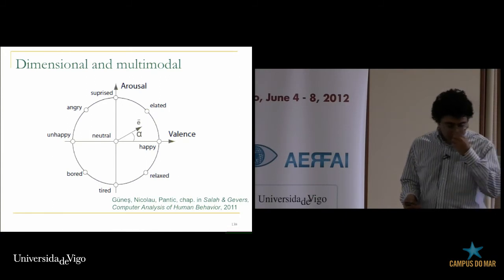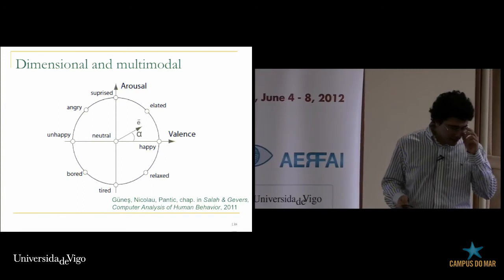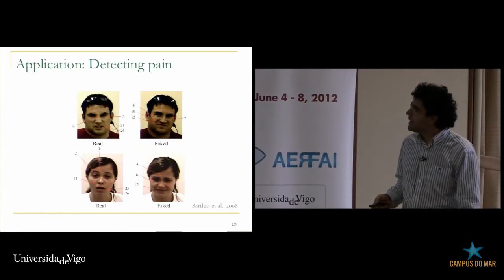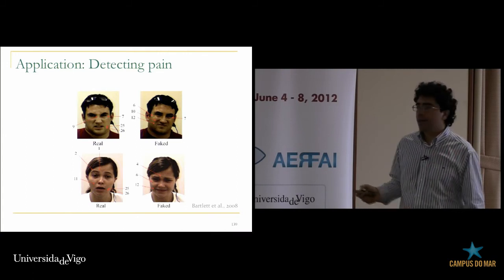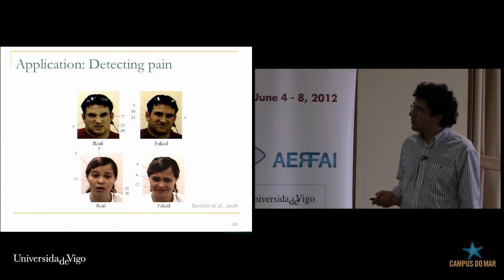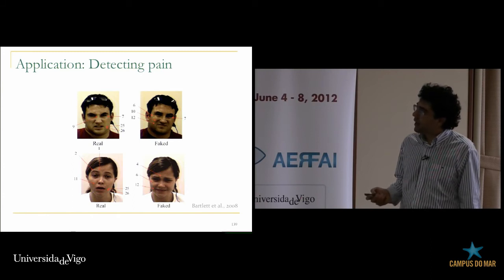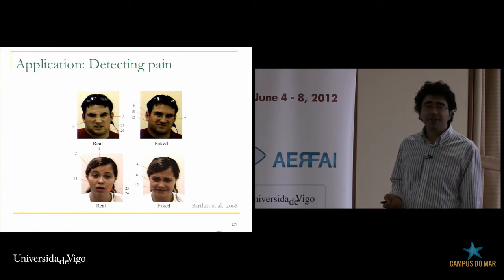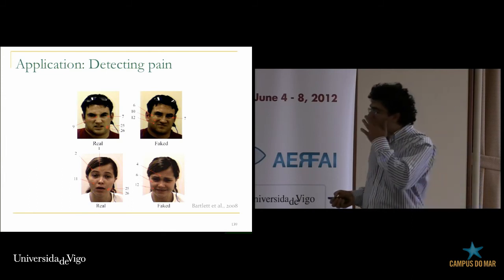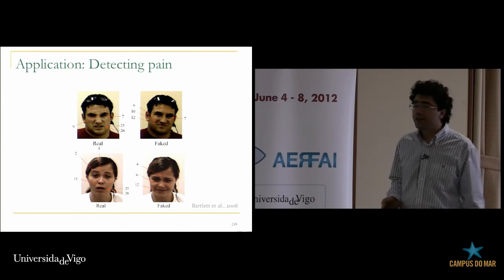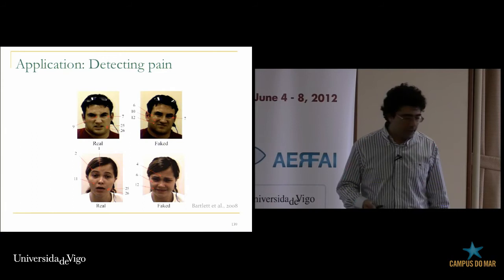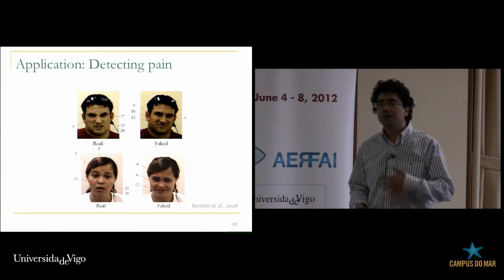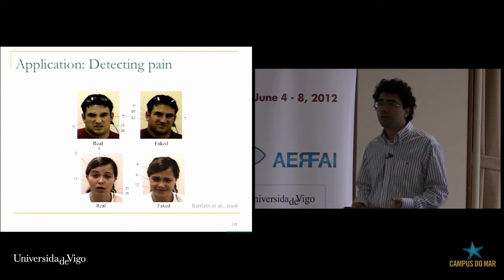So I'm going to give you a few more examples, and then I'm going to conclude. Here's an example, again from the UCSD group, in detecting pain. Apparently, the real pain and faked pain activate different facial action units. And how do we know this? Well, we don't know this. The psychologists know this. So we work with psychologists in understanding what is the manifestation of a certain expression.